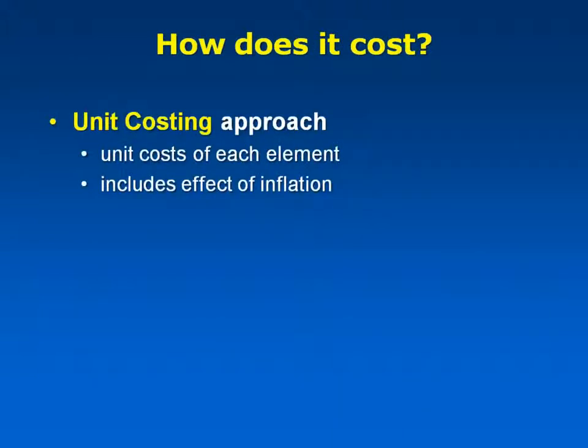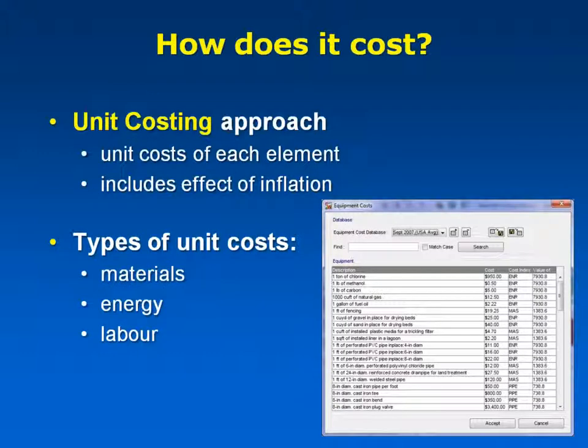And then we're going to use the unit costing approach to get a cost of, first of all, the plant and then the upgrade after that. So CapdetWorks basically does its costing by taking each of the unit costs for each element and going to this database, as is shown here, and it evaluates the cost for the whole plant.